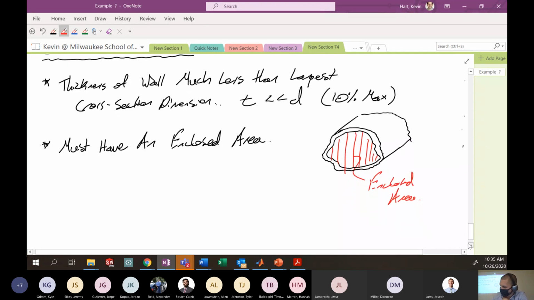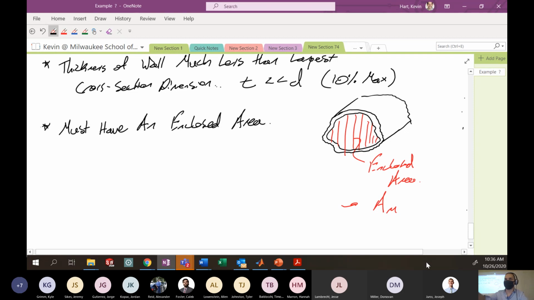This enclosed area here is given the variable A sub m. I don't know why m, but that's just the general nomenclature. If you got a problem, take it up with Newton. Not Fig Newton, like the scientist guy. Okay.